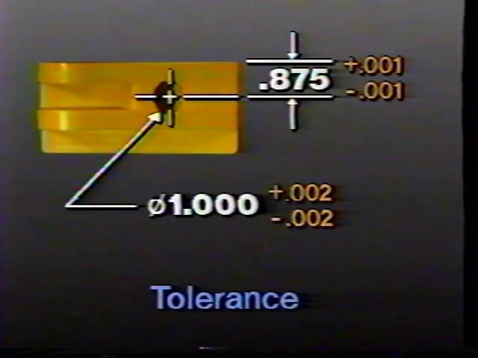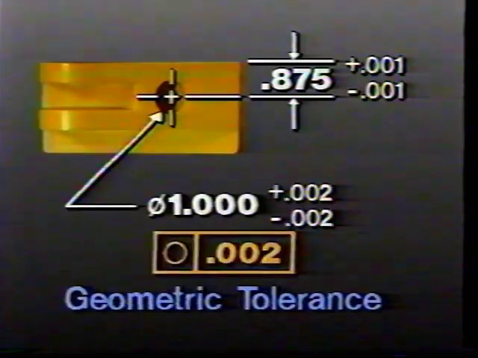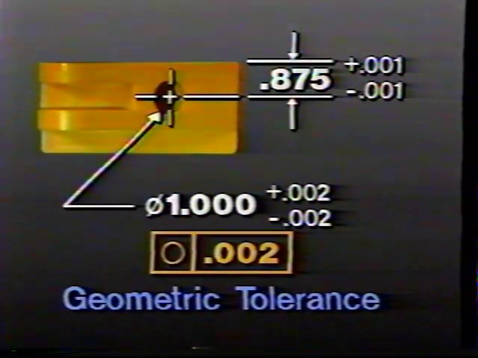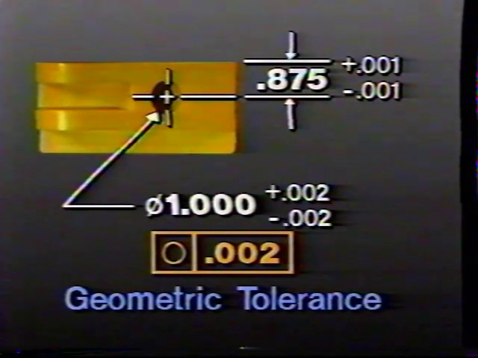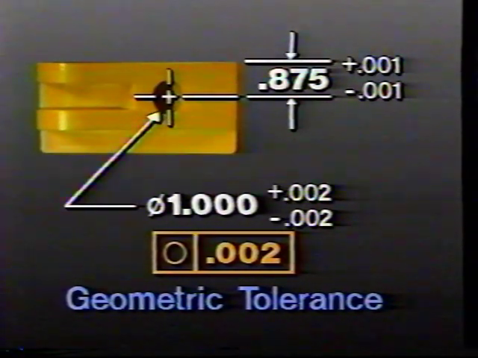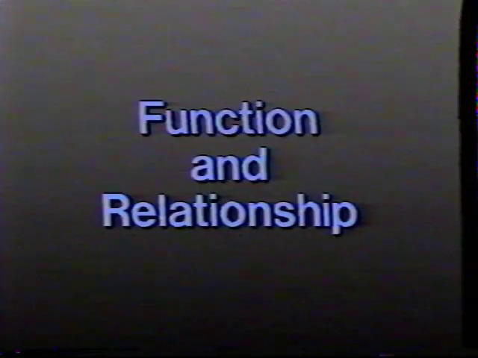The amount of acceptable variation in the feature is defined by a tolerance. Dimensions of size and location are both allowed to vary by a tolerance. Geometric characteristics are also allowed to vary by a geometric tolerance. A geometric tolerance states how much the geometric characteristic of a feature may vary from the ideal geometric characteristic represented on the drawing. We'll talk about geometric tolerances later in this series. A tolerance takes into account the function of the feature and its relationship to other features in the completed product or assembly.